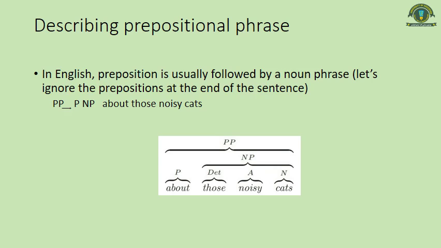For example, about those noisy cats. So now we can put that together like this. The prepositional phrase is made up of a preposition, about, and the noun phrase separately, which contains a determiner, adjective and noun: those noisy cats.